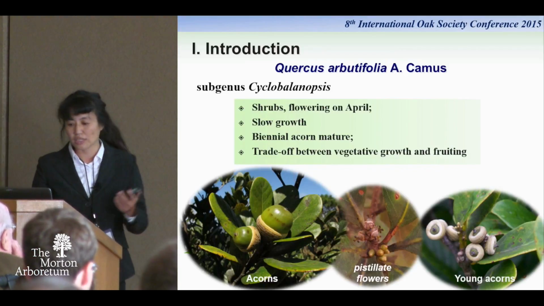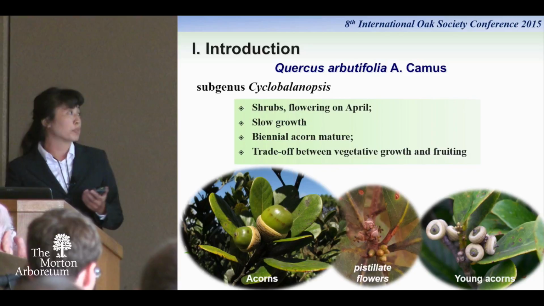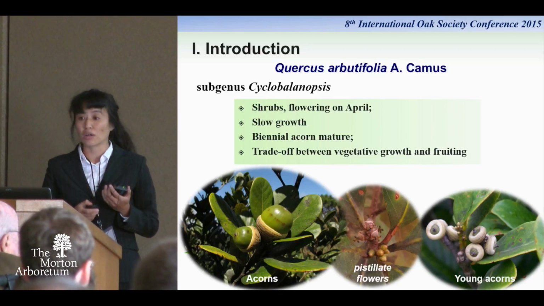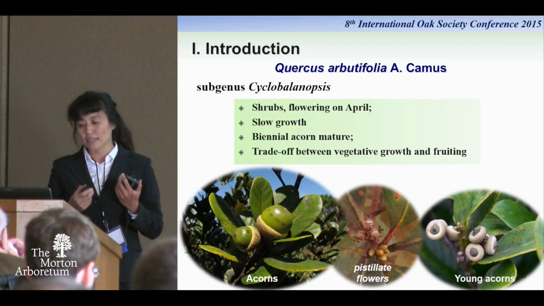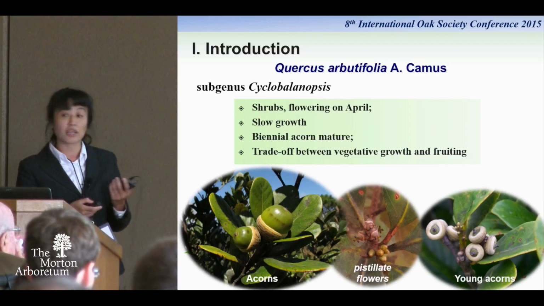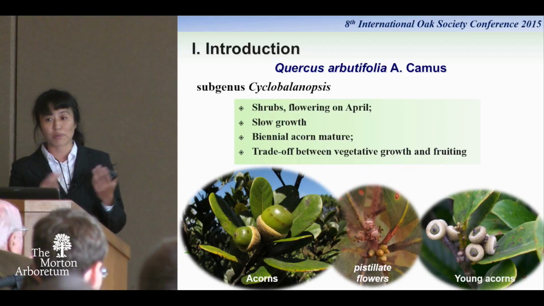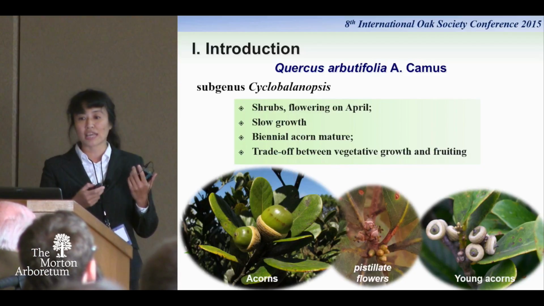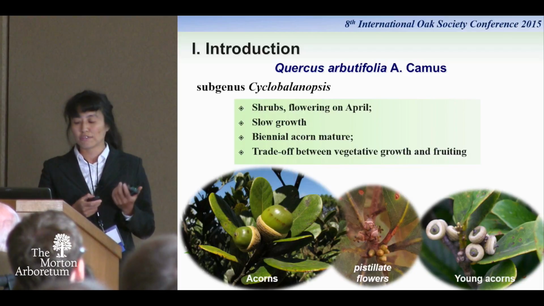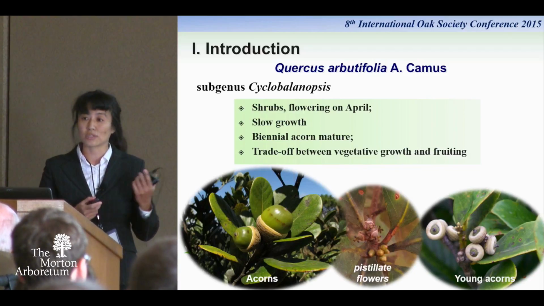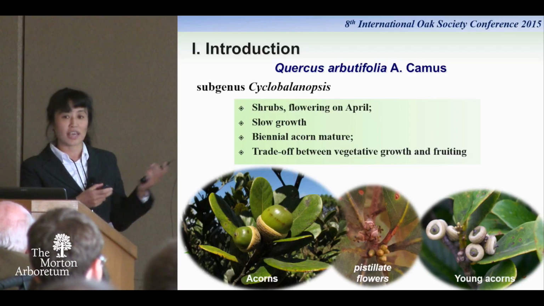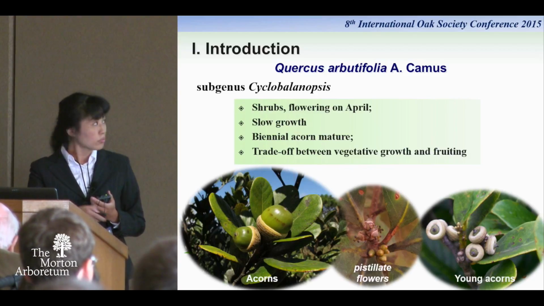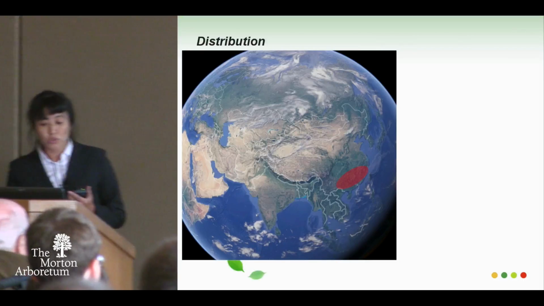So it's definitely biennial. It has a trade-off between investment in vegetative growth and fruiting. In the year it fruits, it will not have any young branches growing, and when the young branches are growing, it will not have acorns. Fruiting usually needs at least 3 years to get mature acorns. So that's the character.